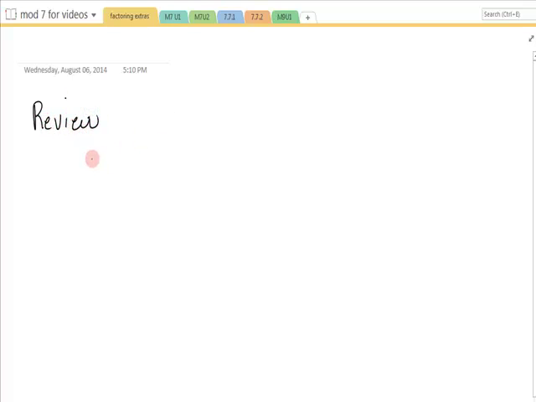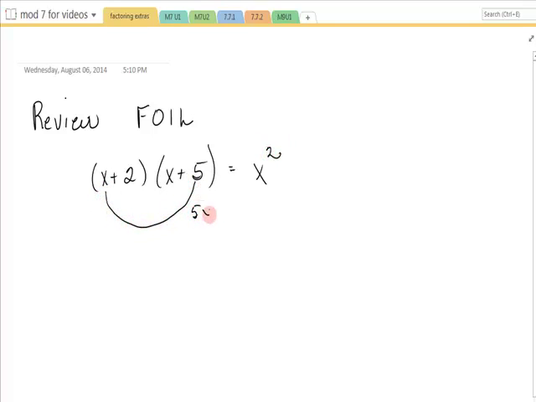What if I ask you to multiply using FOIL, first, outer, inner, last, x plus 2 times x plus 5? All right, the product of the first, x times x, is x squared. The outer product is 5x. The inner product is 2x. They're both positive. They're like terms. I will add them up and they will become positive 7x. The product of the last is positive 2 times positive 5. A positive times a positive is a positive.